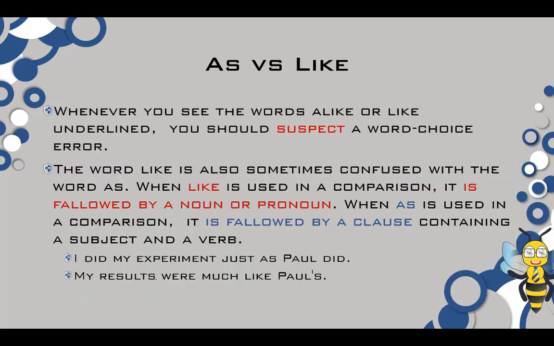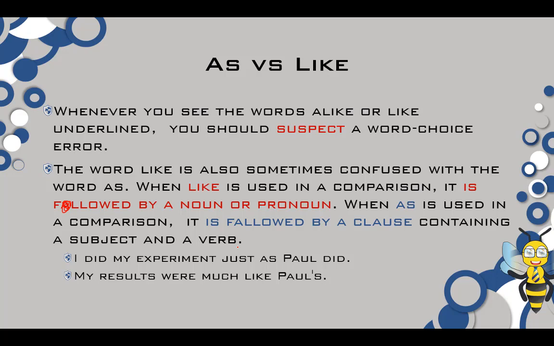So how can we know when to use as and when to use like? Whenever you see the words alike or like underlined, you should suspect a word choice error. It's like do or make. If they are underlined, maybe that's a mistake. The word like is also sometimes confused with the word as. When like is used in a comparison, it is followed by a noun or pronoun. When as is used in a comparison, it is followed by a clause containing a subject and a verb.